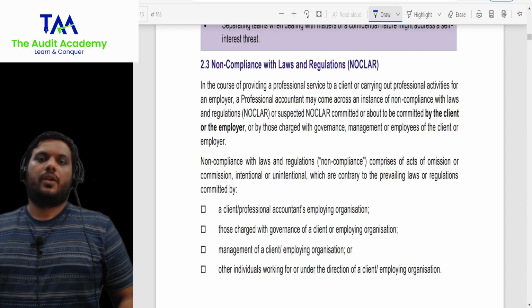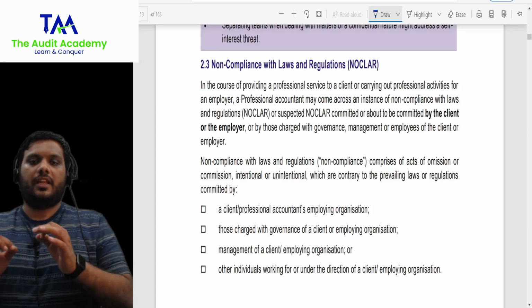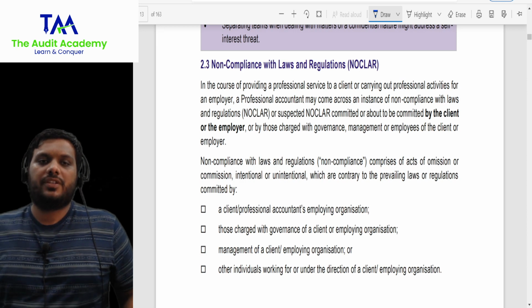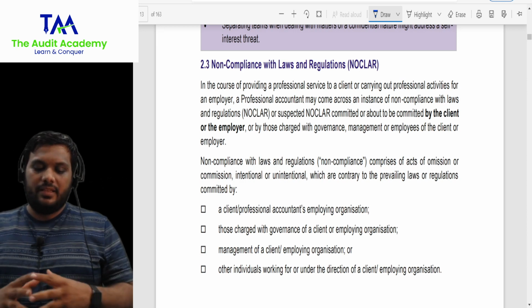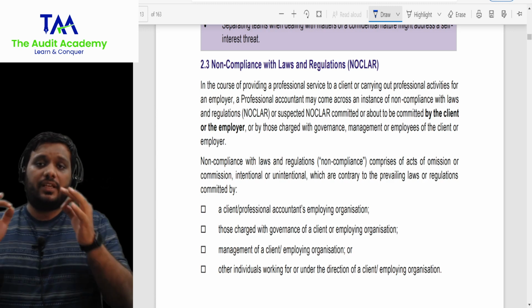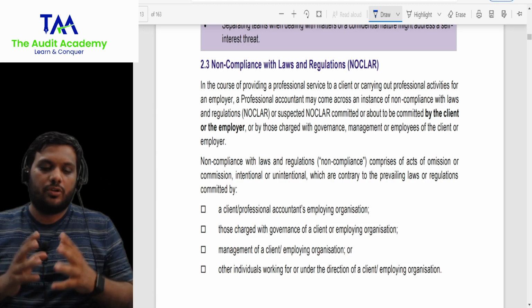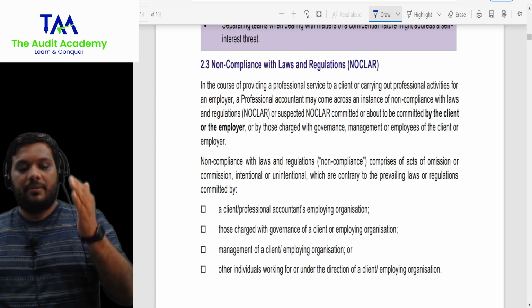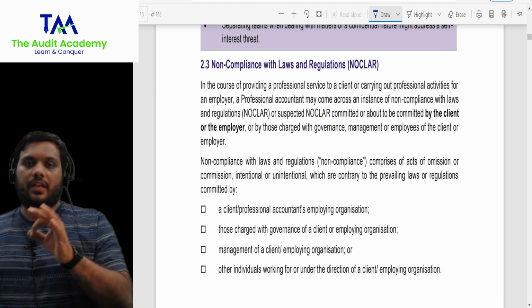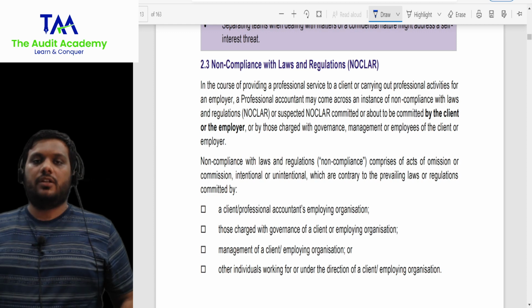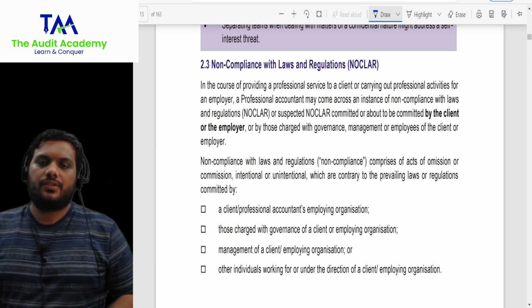Hello students, welcome to the discussion of an important amendment in professional ethics. I would not say amendment, but a topic that has been added in the discussion of professional ethics if you open up May 22 module, and that is the concept of NOCLAR, non-compliance with laws and regulations. So I want everyone to stay focused on these discussions.